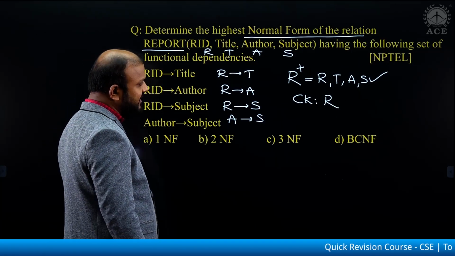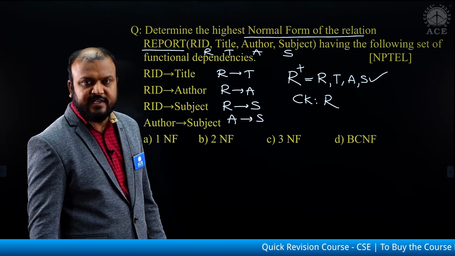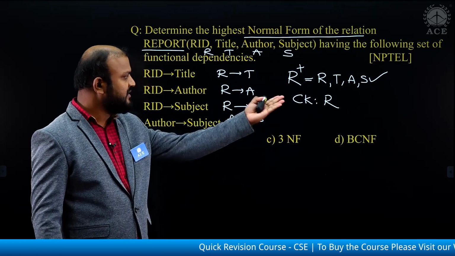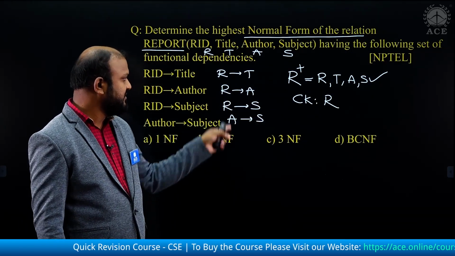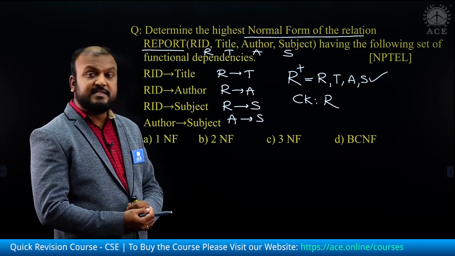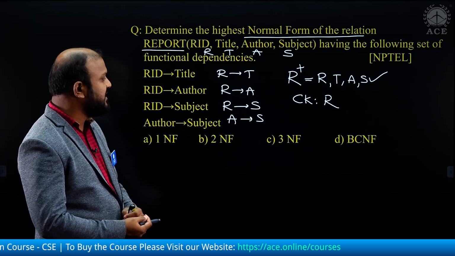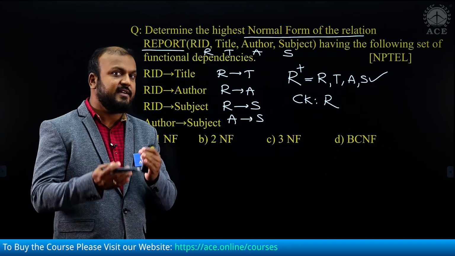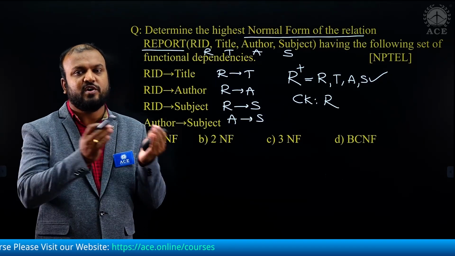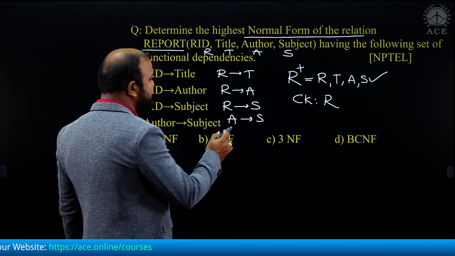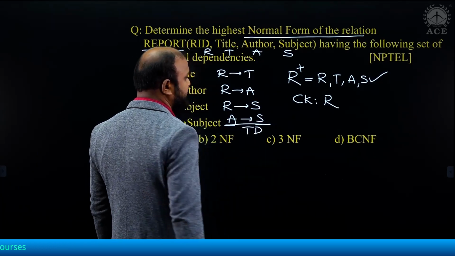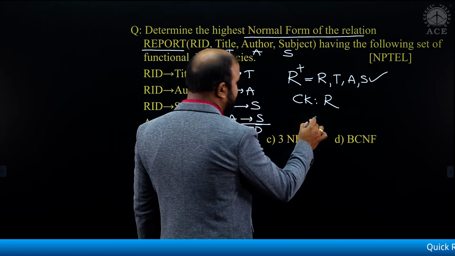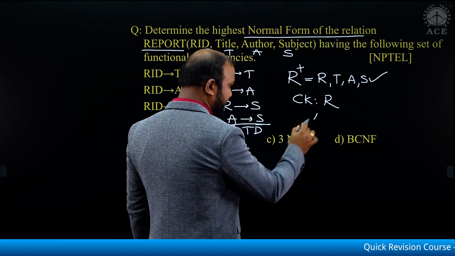If R is a key, do you have any partial functional dependencies? No. Why? Because the key is only one attribute. No part of the key is possible. Okay, no issue. Does it have any transitive dependencies? In order to have a transitive dependency, it should be of the form non-key to non-key. A is non-key and S is non-key. Non-key to non-key is called a transitive dependency. Because there are no partial dependencies, we can call it 2NF.